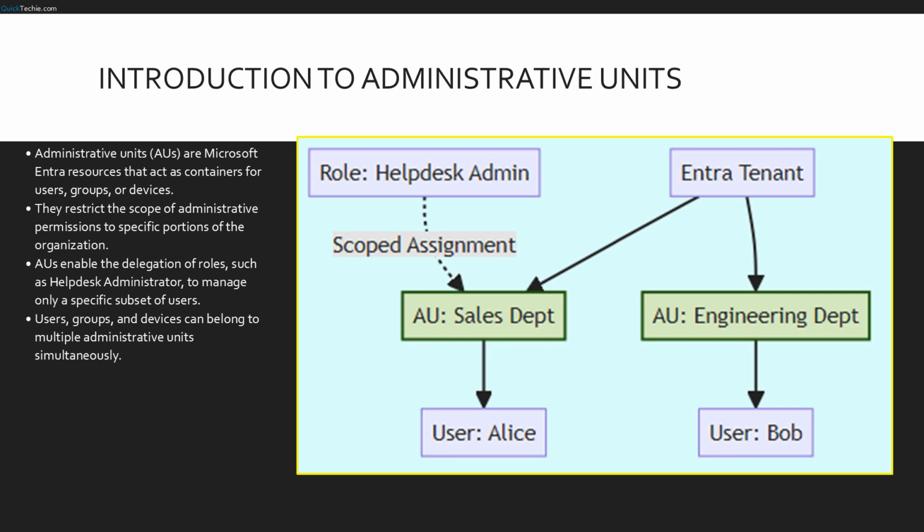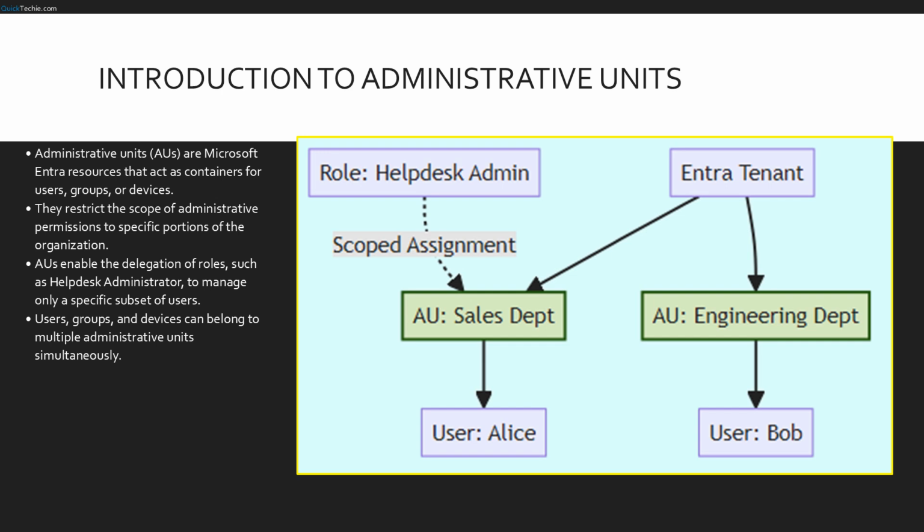Now, let's introduce the core concept for delegation, the administrative unit, or AU. An AU is essentially a container within your tenant that holds specific users, groups, or devices. The primary purpose of an AU is to restrict administrative scope. Instead of giving an administrator power over the entire tenant, you assign them a role like user administrator or help desk administrator scoped strictly to an AU. This ensures they can only manage the objects inside that specific container.